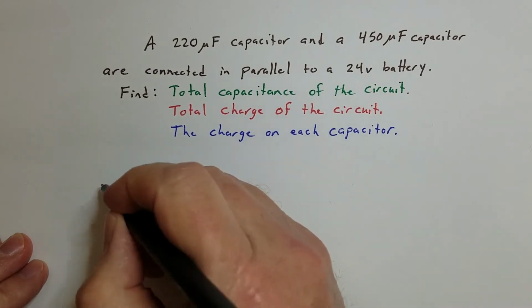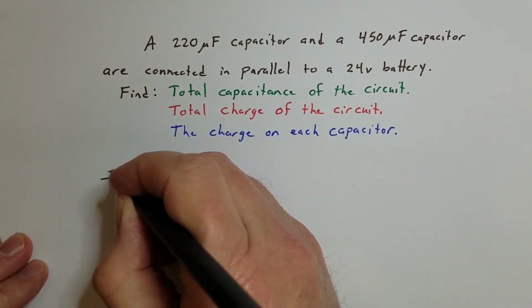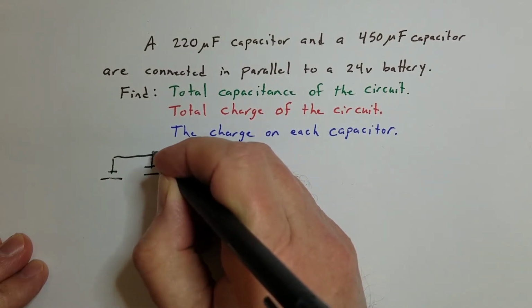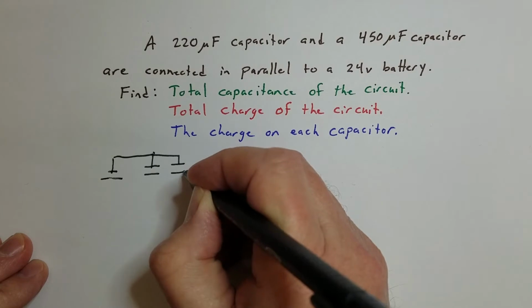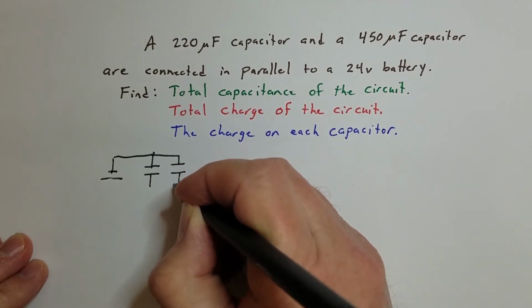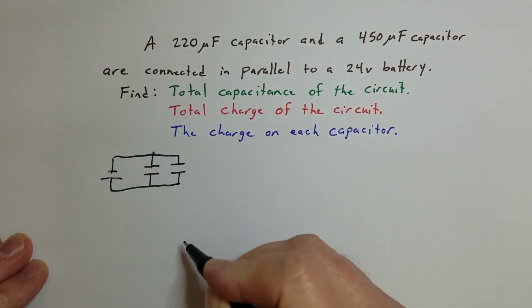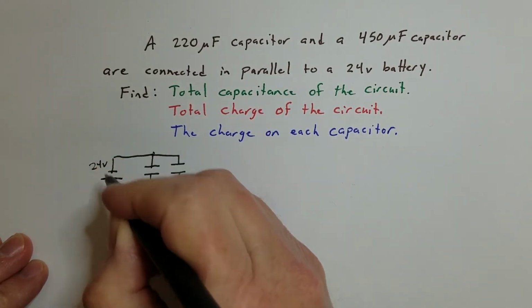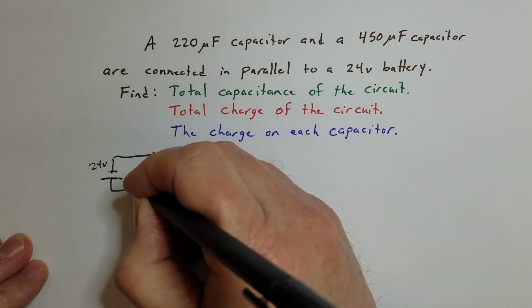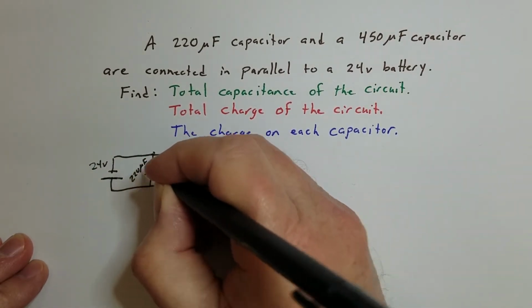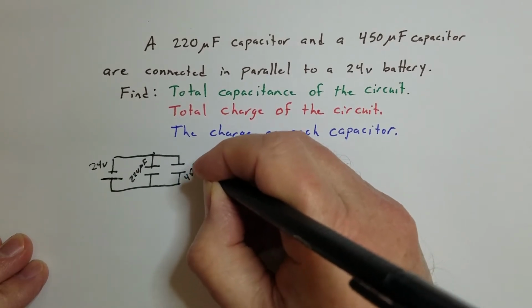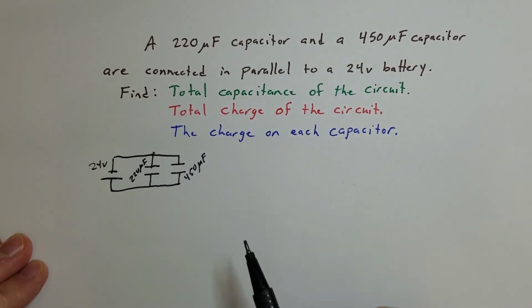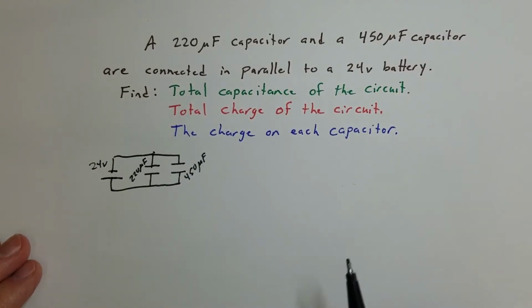So I want to first start off with a quick sketch of my circuit. I've got one capacitor, the other capacitor, and they're both in parallel to my battery over here. So this is my 24-volt battery, and this is the 220 microfarad. This is the 450 microfarad. And I just placed them there because that's the first one, that's the second one. And let's actually figure out these three things for this circuit.